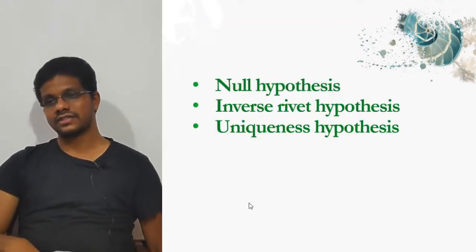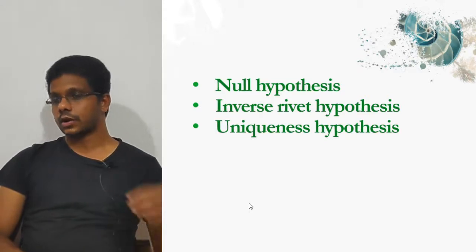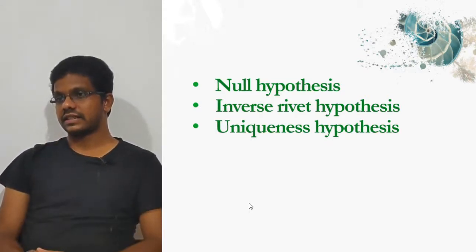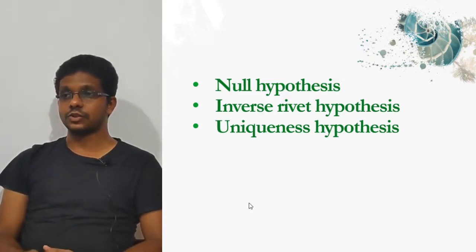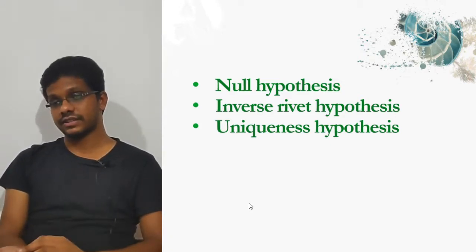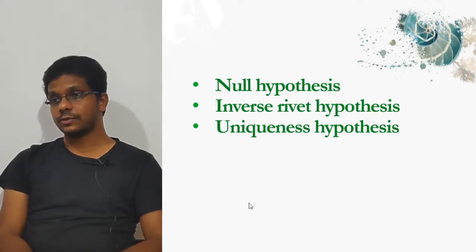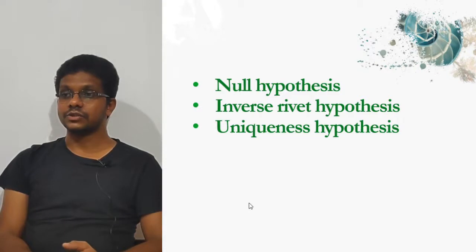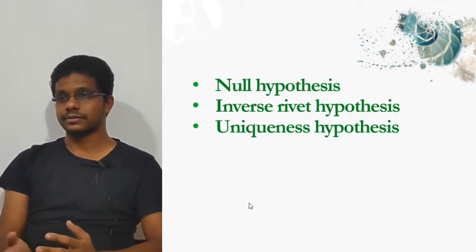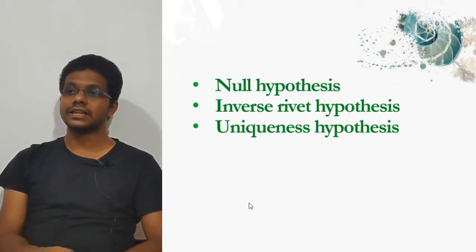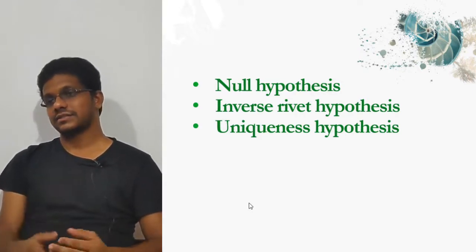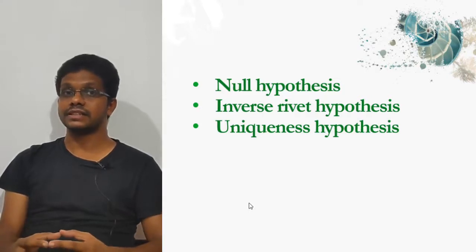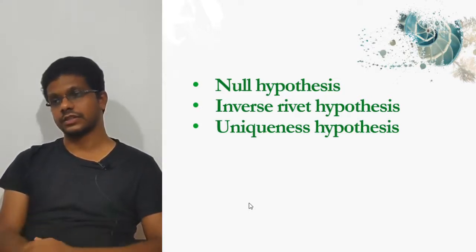We have some other hypotheses. I'm not going to talk about these hypotheses in detail. First one is the null hypothesis. It says that there is no relationship between biodiversity and ecosystem function. And the inverse reward hypothesis says that an increase in biodiversity leads to a proportional decrease in ecosystem function, just opposite to the reward hypothesis. It says that if the biodiversity is increased, the system function will be reduced.